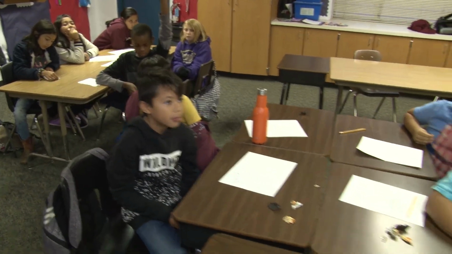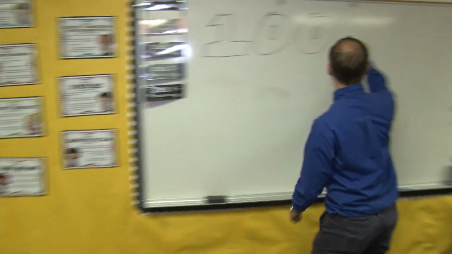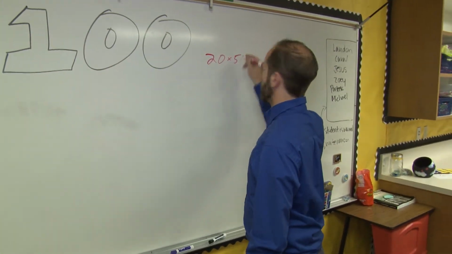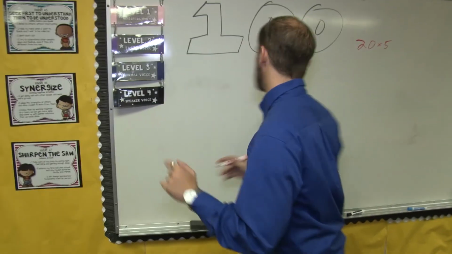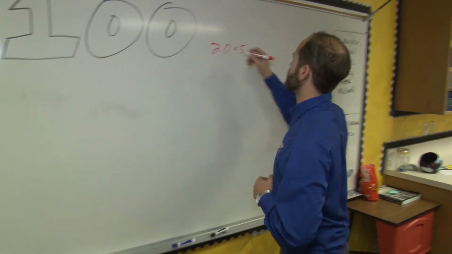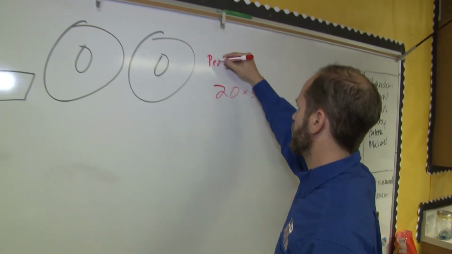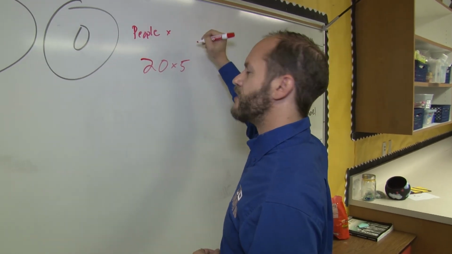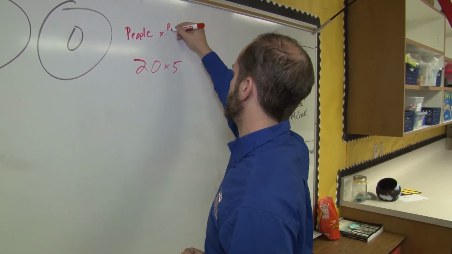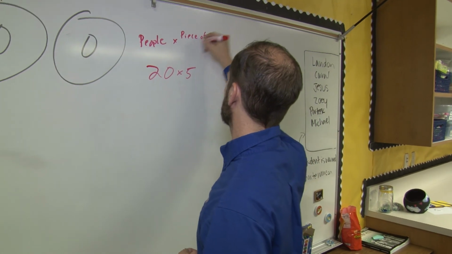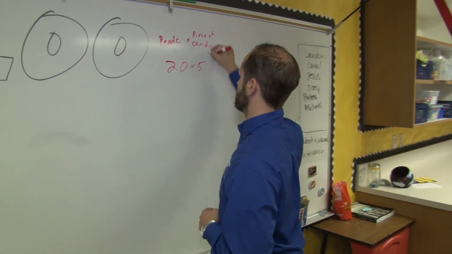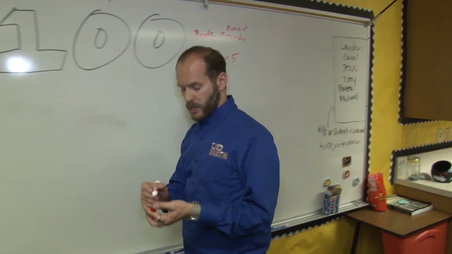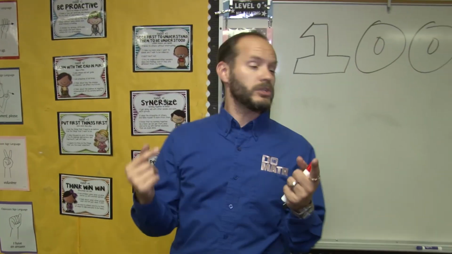20 times 5. I can do 20 times 5. So I'm going to go ahead and represent this as people, and the second value is going to represent the pieces of candy they get. So I can find 20 people and give them 5 pieces each. That's one way I could do it.